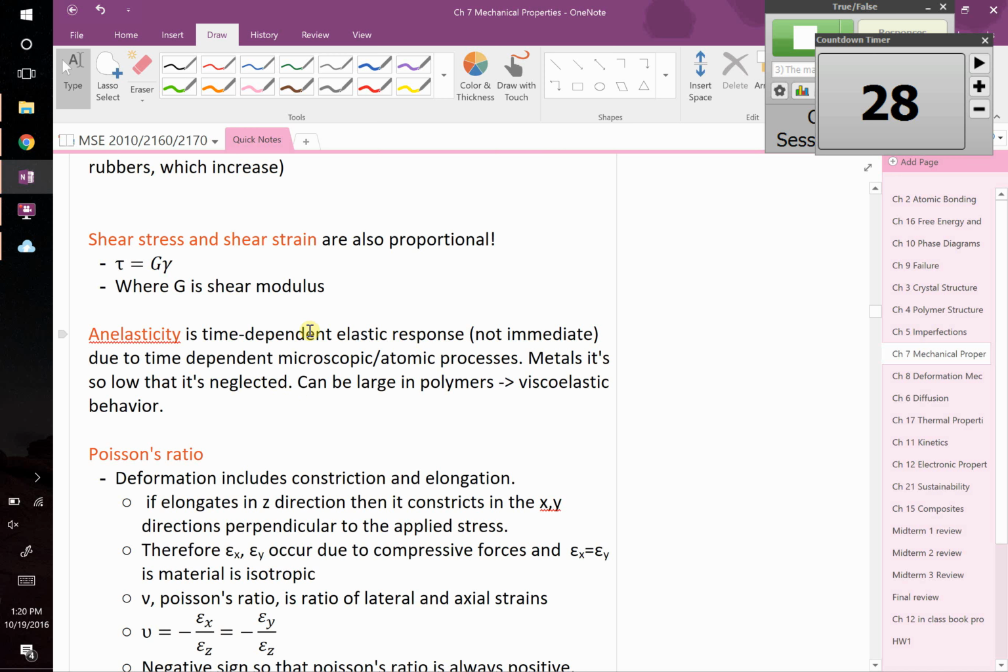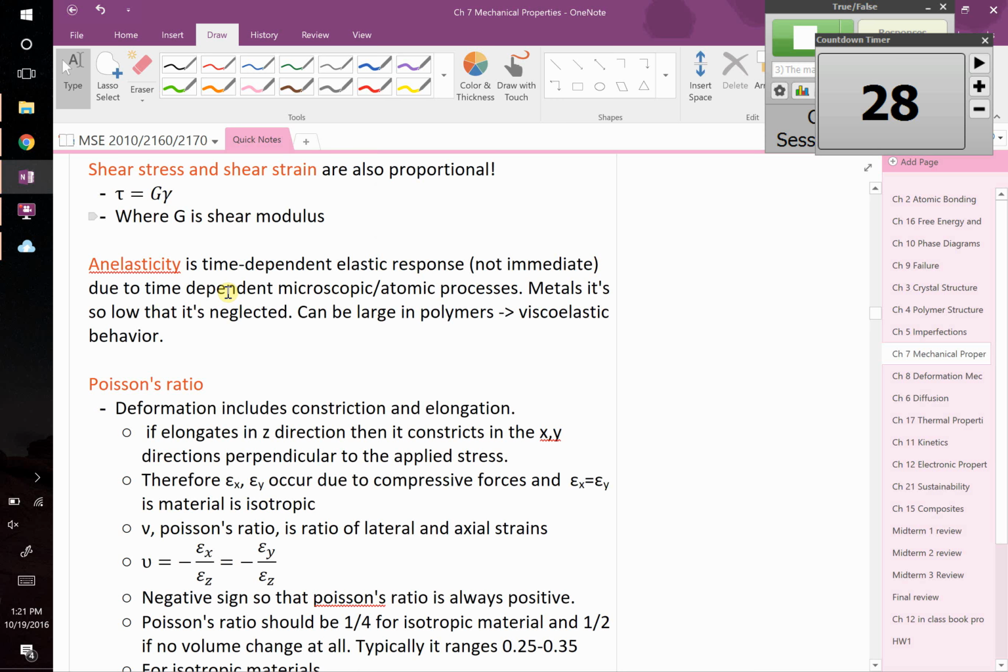Okay, just like for elastic modulus under a tensile or compressive load, you also have it under shear conditions, right? If you shear something, the shear stress will produce a shear angle proportional to the shear modulus, right? So shear modulus is something that you can calculate just like the other one.